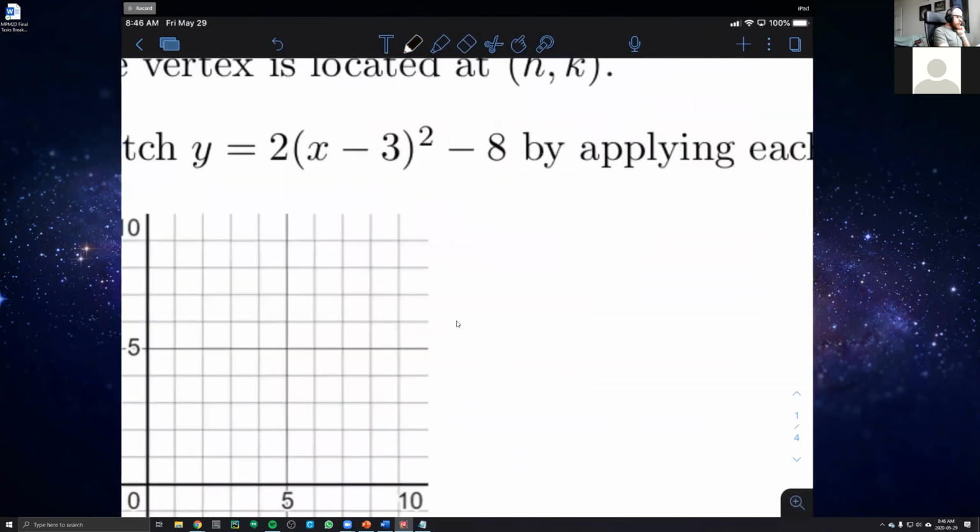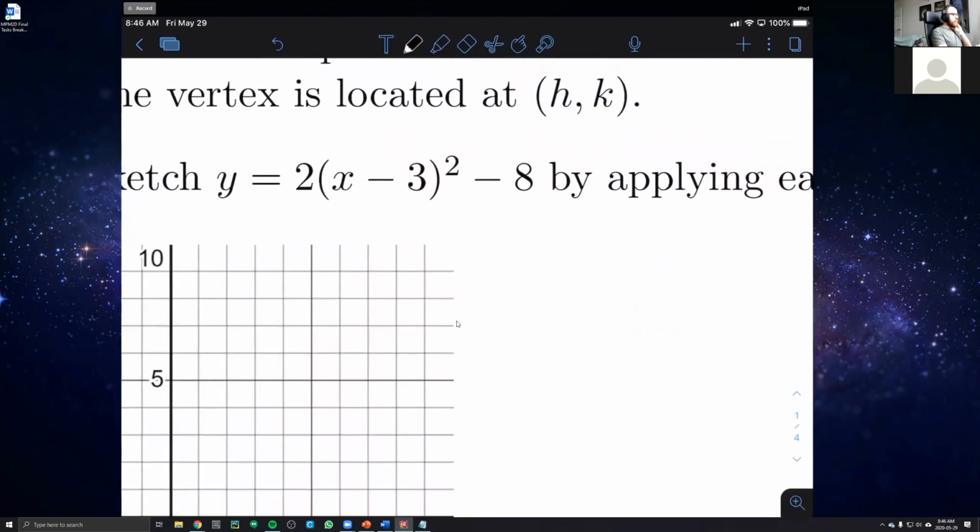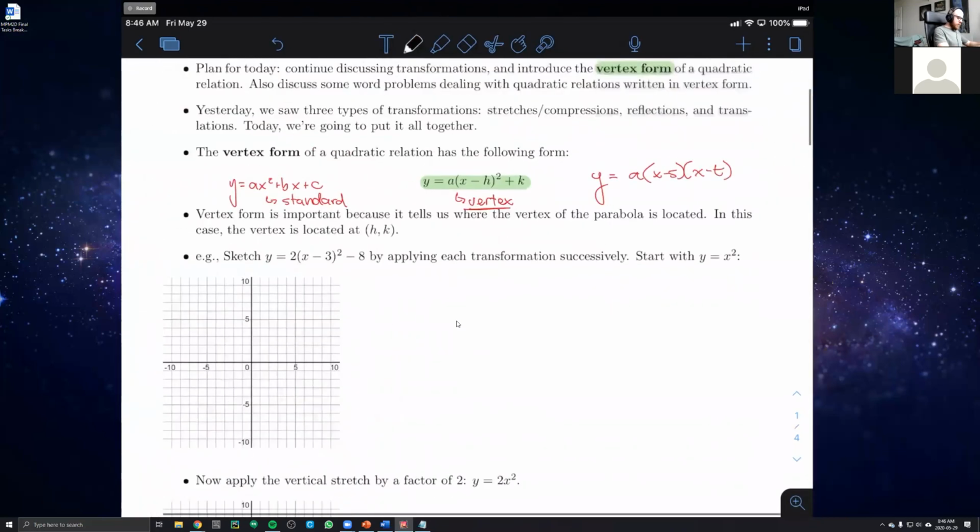So let's try a little graphing exercise. So my goal here with this first example, I want to graph 2 times x minus 3 squared minus 8, and I'm going to be doing that by applying the transformations that we discussed yesterday. But just to make it a little bit more visually apparent, I'm going to apply one transformation at a time. Or actually, I'm going to apply the stretch and compression first, and then I'll apply the translation. So I'm going to put together the 2 translations, but the stretch and compression I'm going to do first. Okay, so let's give this a try here.